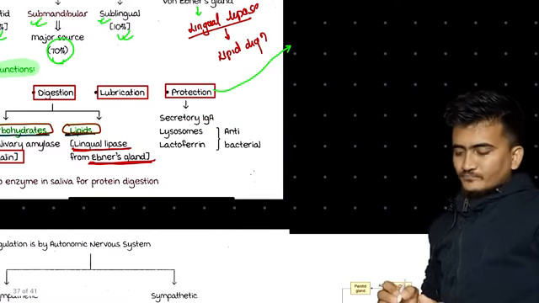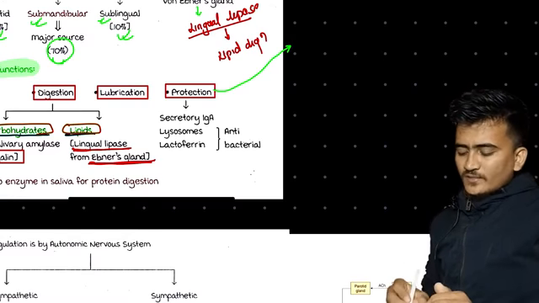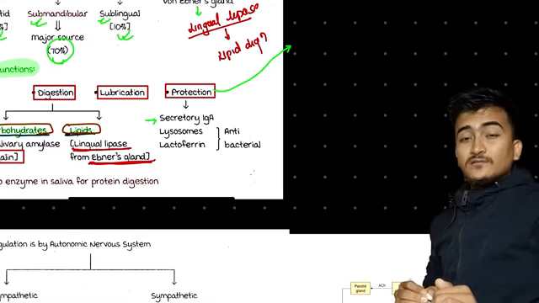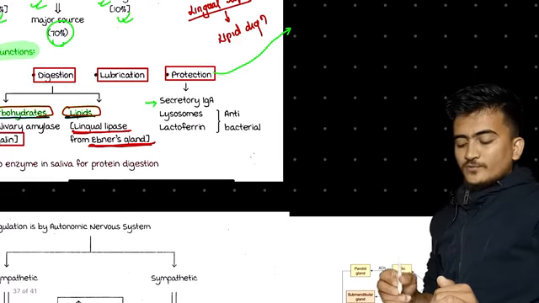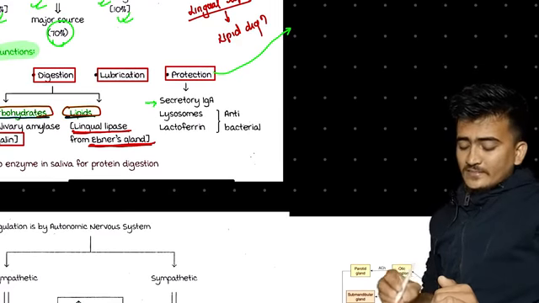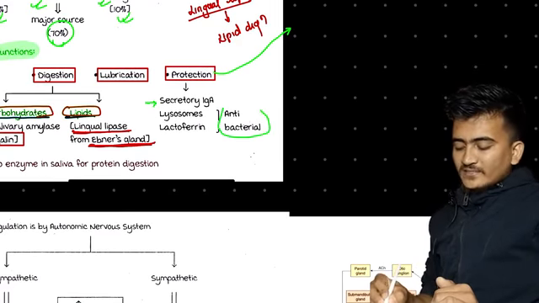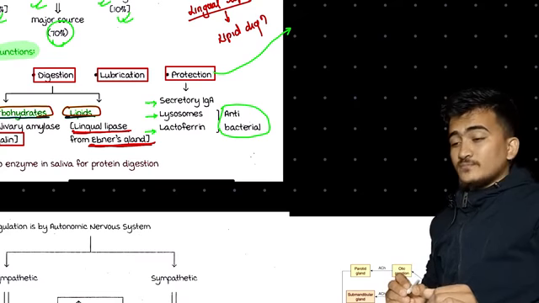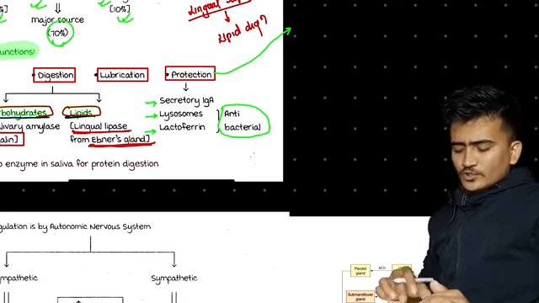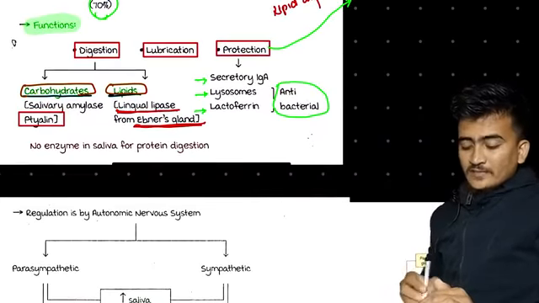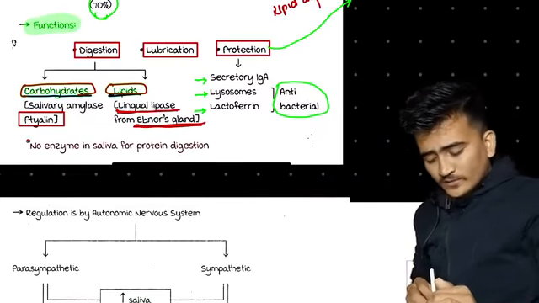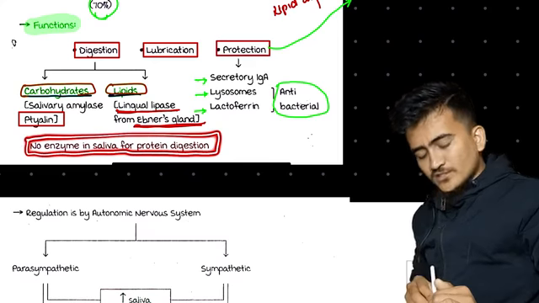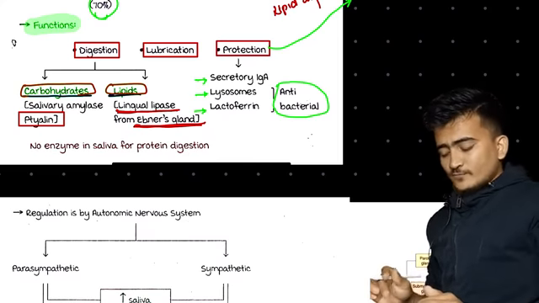Now it contains what? Secretory IgA, that is our immunoglobulin. Similarly, it contains antibacterial factors such as lysozyme and lactoferrin. So as I've already mentioned, our saliva does not contain enzymes for protein digestion.